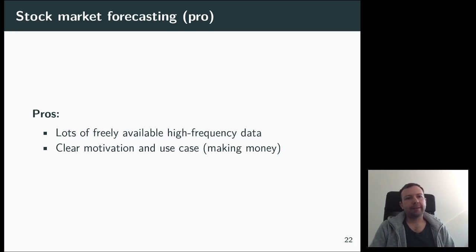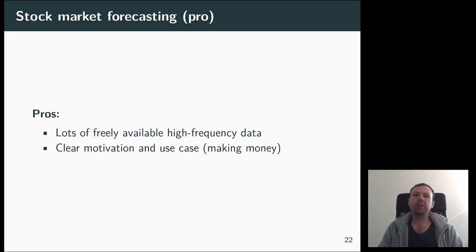Good. So why do people do so much stock market forecasting then? Well, I think it's probably just because there's so much high frequency data available. So for people, it's very easy to get data. And it's also very easy to get a clear motivation and a use case. I mean, it's about making money. So what's wrong with that?